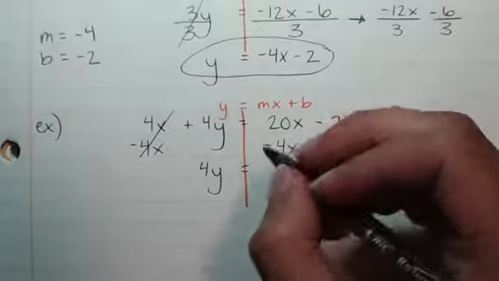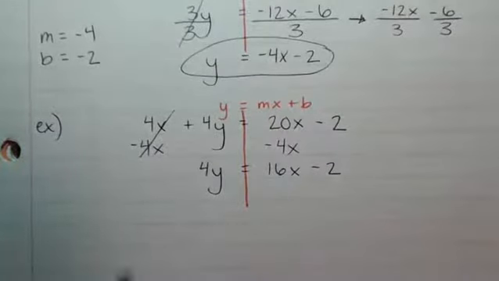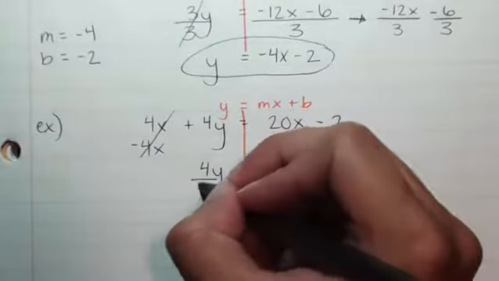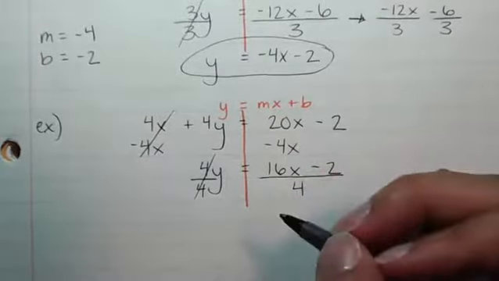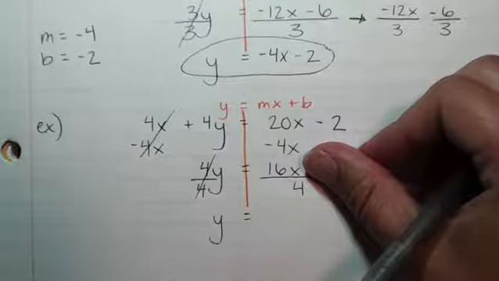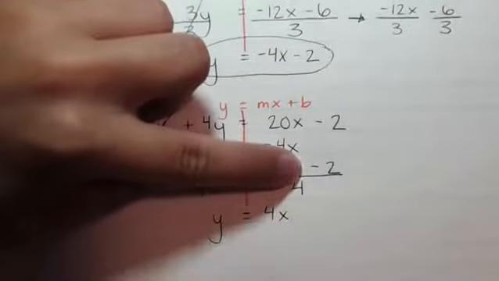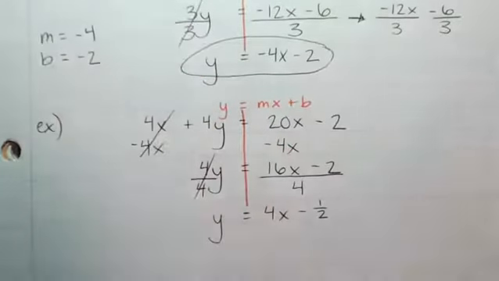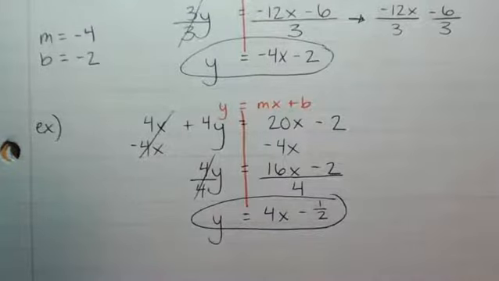20x minus 4x is 16x, and that negative 2 just falls down. Last step is if I want it in y equals mx plus b, I need to have 1y, so I have to divide by 4 on the left, and I divide the whole thing by 4 on the right, which leaves me with y is equal to 16x divided by 4. 4 goes into 16 4 times, so it's really 4 over 1. And then I have negative 2 over 4, which simplifies to negative 1/2. So my answer here is going to be y is equal to 4x minus 1/2.